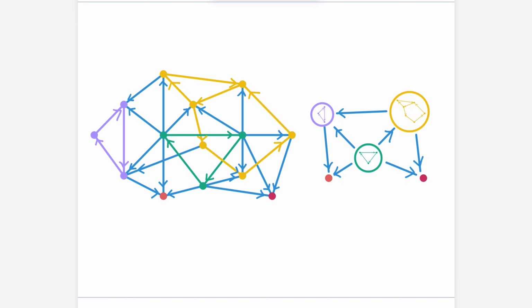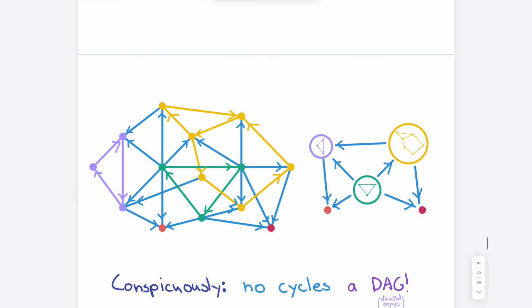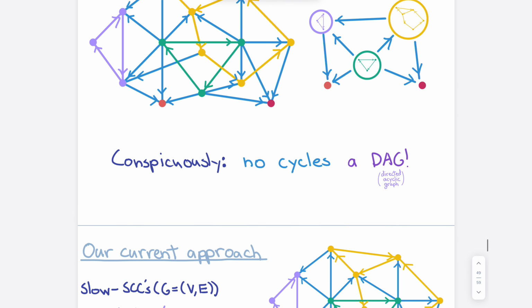Okay, and so we're going to try to somehow take advantage of this implicit DAG of strongly connected components. Also, when it comes up on the homework, you can assume you have a subroutine that gives you this DAG of strongly connected components. Now, right, so there's no cycles, it's a DAG.